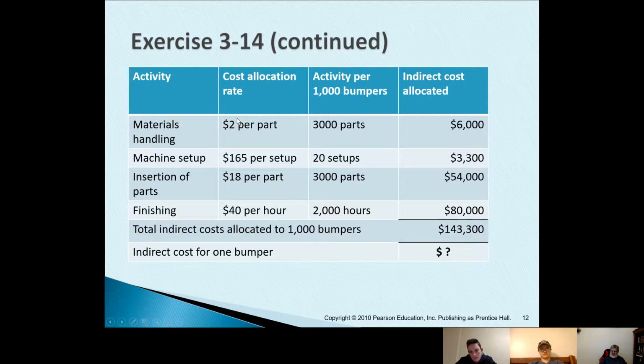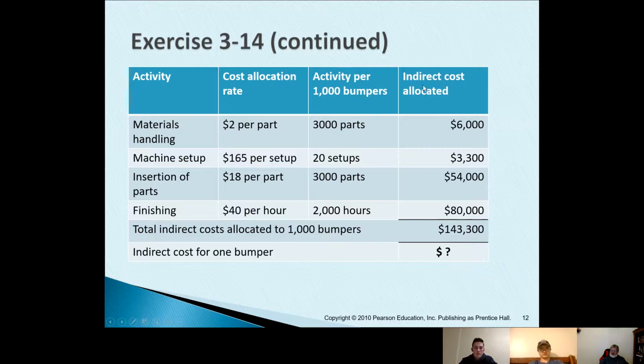And the reason why you can't just simply add these numbers down to find out what it costs to do one is because you look at the total quantities to make 1,000 bumpers. We had 3,000 parts that we were dealing with here, but we only had 20 setups here. We did 3,000 parts here. We figured out that it was $18 per part, but we had 3,000 parts that we were dealing with here. It's $2 per part, so it's 6,000 out here.